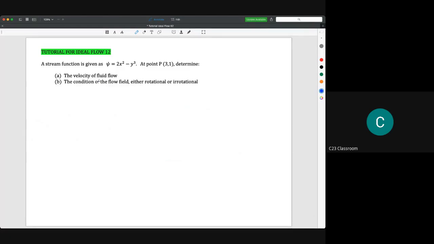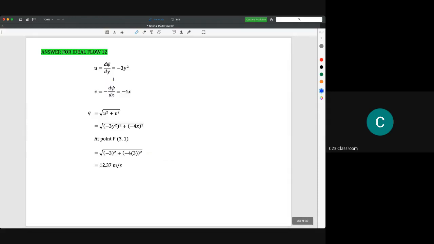Okay, next we look at tutorial number 12. A stream function is given as psi equal to x square minus y cube at point P (3, 1). Determine the velocity of fluid flow. The condition of the flow field is rotational or irrotational. So this question is more about basic knowledge about ideal flow. First we need to derive from the Cauchy-Riemann equation the velocity of fluid flow. So we know from the Cauchy-Riemann equation, we have this one. So we substitute the value of y and x here with the coordinate given in the question.